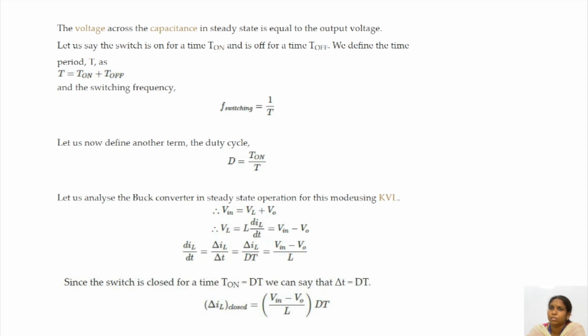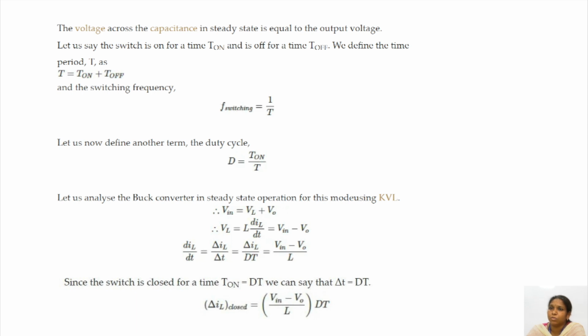Let us say the switch is on for a time period T on and it is off for a time period T off. We define the total time period T as T is equal to T on plus T off. So the switching frequency can be said as f is equal to 1 by T. The duty ratio or duty cycle can be defined as D is equal to T on by T.